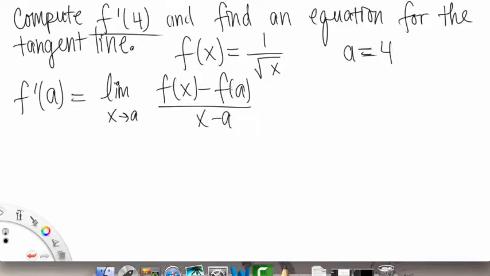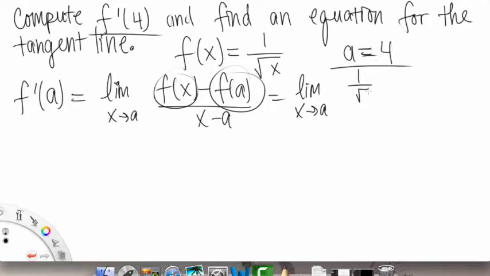In this case, I'm going to hold off on plugging in a equals 4 until the end, until we get a formula for f prime of a. First, we're going to plug in the function for each of these. So this is the limit as x goes to a of f of x, which is 1 over radical x, minus 1 over radical a, if we plug in an a for our x spot, and then we have an x minus a on the bottom there.